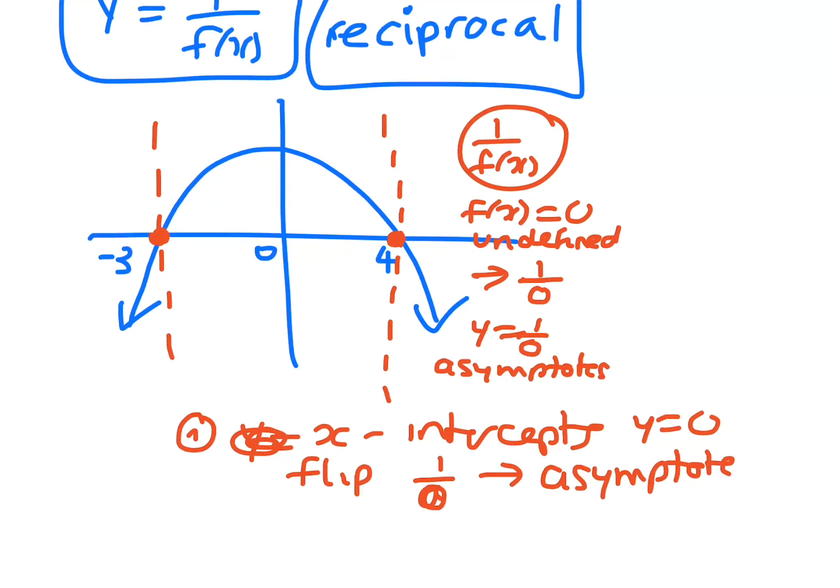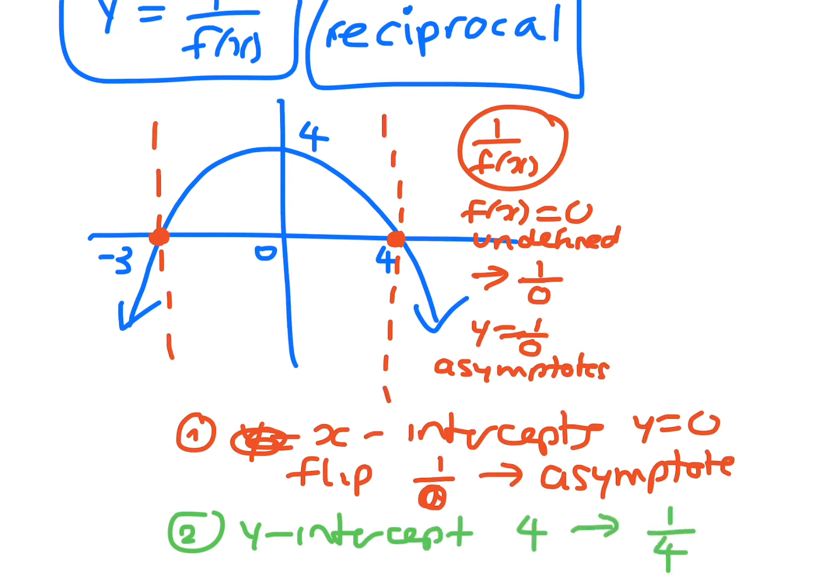Then I'm just going to give you a y value here. Let's just say that's 4. Everything else gets flipped. So the y-intercept will be flipped. Instead of being at 4, it's going to be 1 over 4. So that's y equals 4, that means 1 on f of x will be 1 on 4. So that will now go through a quarter.